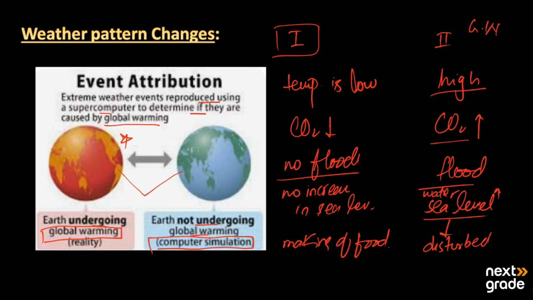So global warming has a great impact on all living organisms. We must reduce the number of activities, like the use of aerosol sprays and different substances, to keep the level of carbon dioxide low.